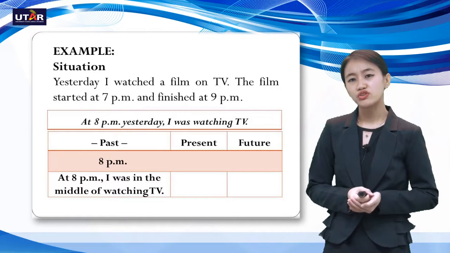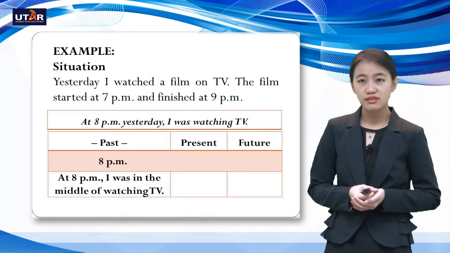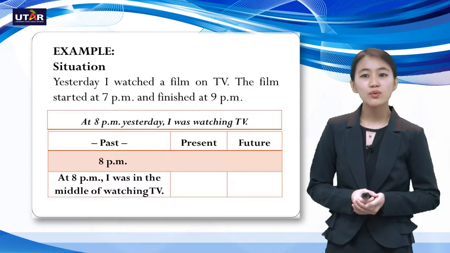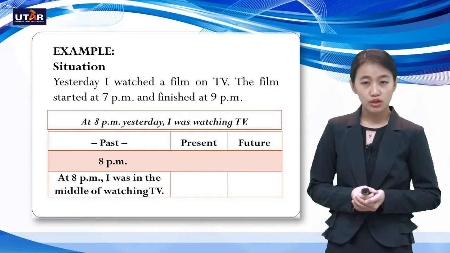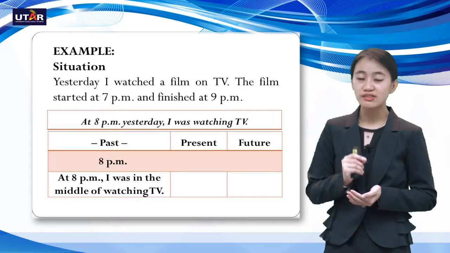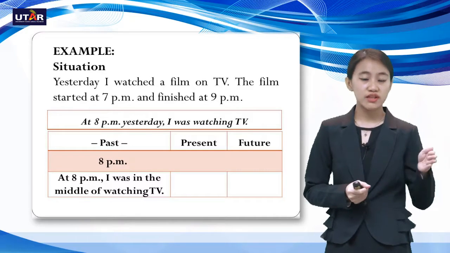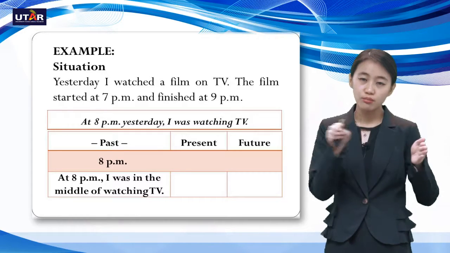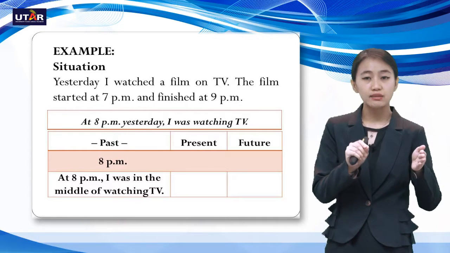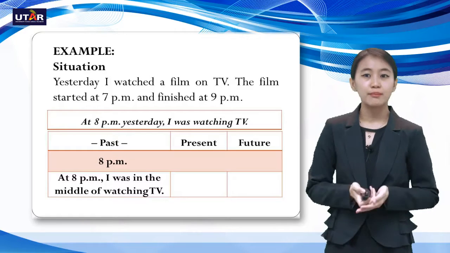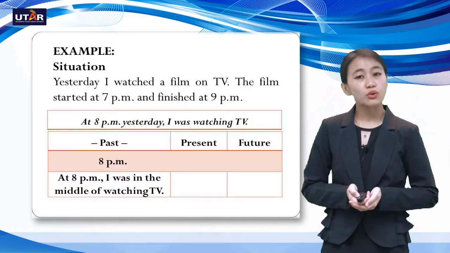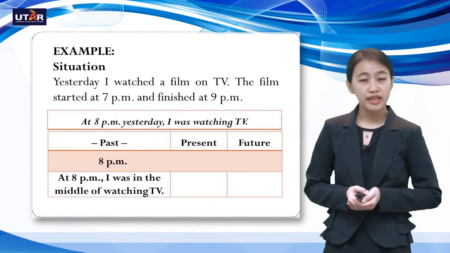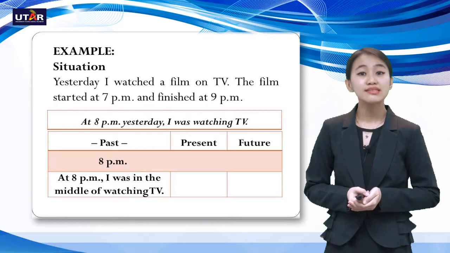Now, if I were referring to a particular time in the past, which is at 8 p.m. So at 8 p.m., I was in the middle of watching TV. So because I'm referring to a particular time within that duration, you have 7 p.m. until 9 p.m. and I'm referring to a particular time in between the duration, which is at 8 p.m. So during that time, of course, I am in the middle of watching TV. So if I were to construct the sentence, it will be, at 8 p.m. yesterday, I was watching TV.